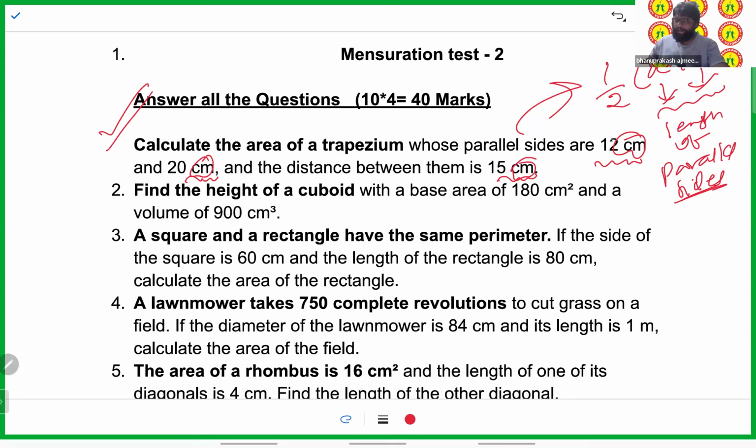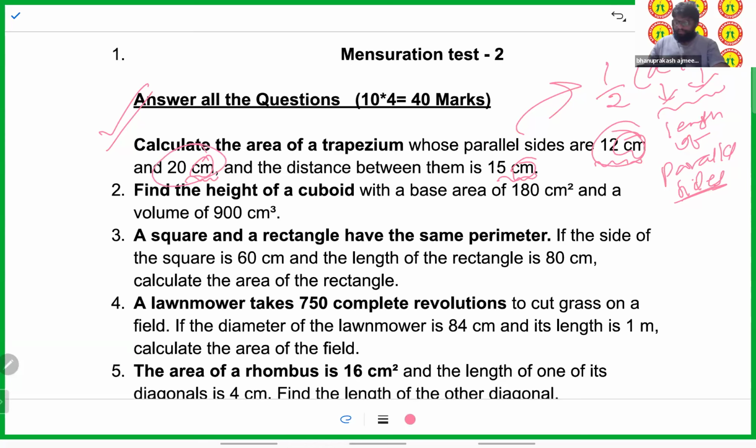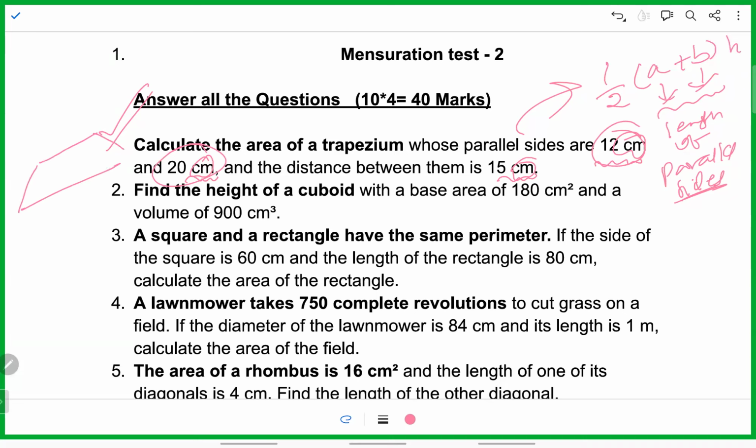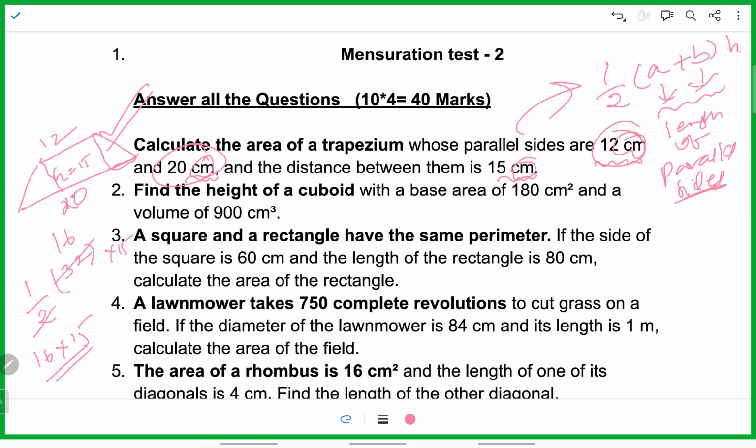The two parallel sides are 12 centimeters and 20 centimeters, and the distance between them is given. In a trapezium, these are the two parallel sides, and the distance between them is h, which is 15 centimeters. So half into (20 plus 12), which is 32, into 15. Two 16s, so 16 into 15. Once you calculate, you'll get the answer.